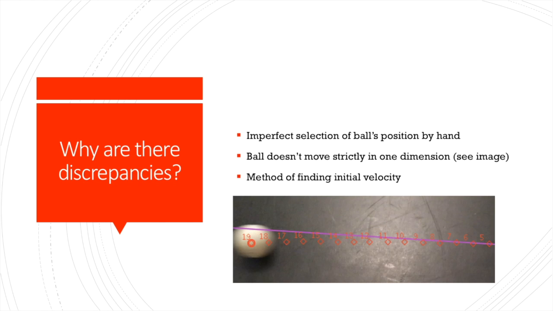The differences in my experimental and predicted data could be because of several factors. First of all, the selection, by hand, of the ball's position using the Tracker software is imperfect. Secondly, the ball doesn't move perfectly along the x-axis. This is shown in this image of the ping pong ball at the end of the time interval and several subsequent position points, with the x-axis in purple. Obviously, the ball moves in the negative y direction as well as in the negative x direction.